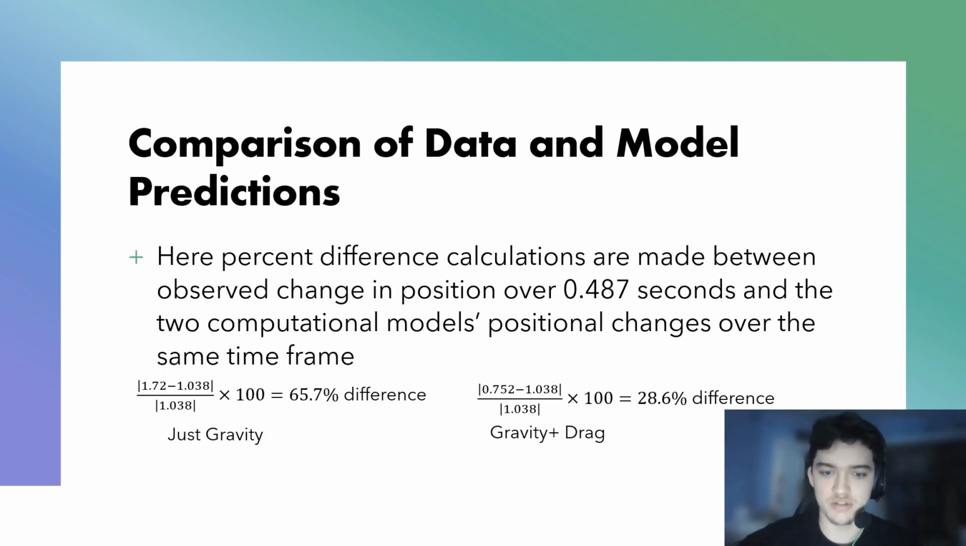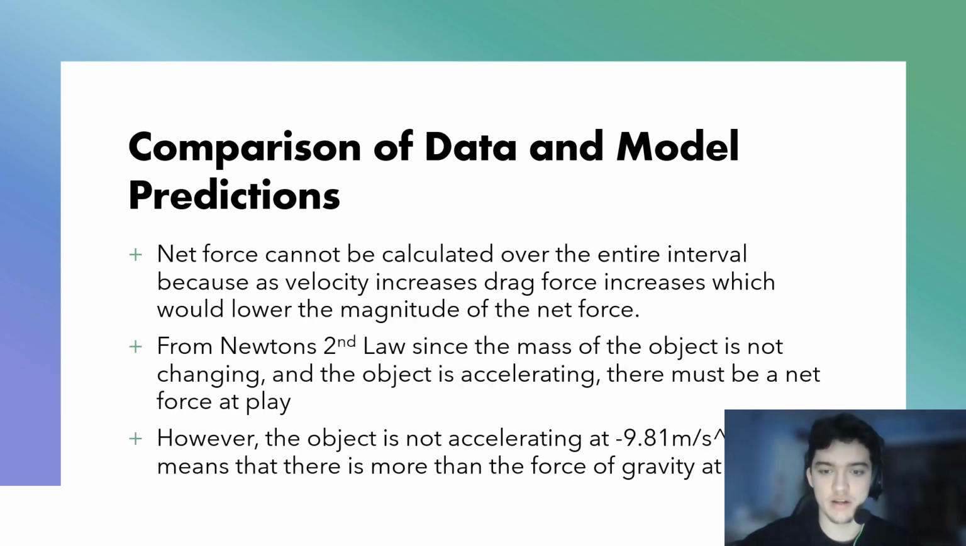Percent difference calculations were made between the observed motion and the two computational models. Between the observed motion and just the model that plots the net force as gravity, there was a 65.7% difference. And with the force of gravity and the force drag, there was a 28.6% difference from the observed motion. Net force cannot be calculated over the entire interval because as the velocity increases, the drag force increases, which would lower the magnitude of the net force. So there's no constant force.